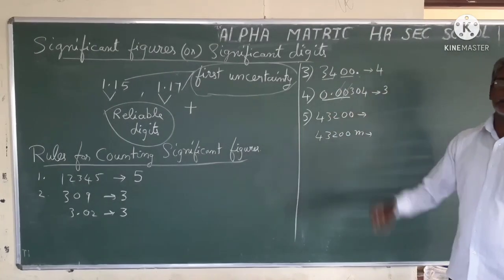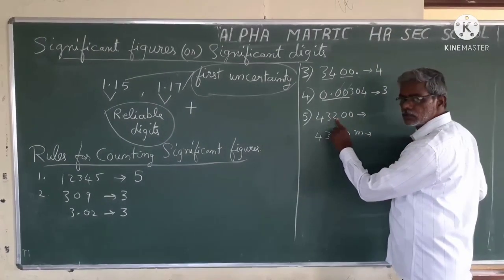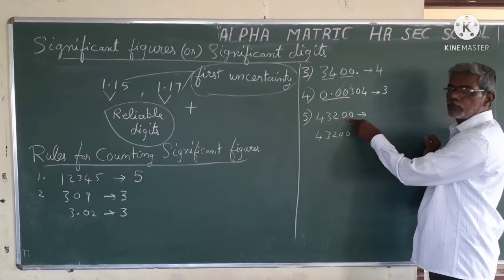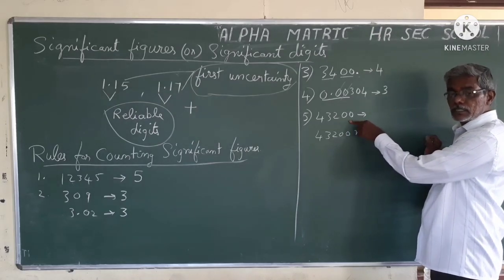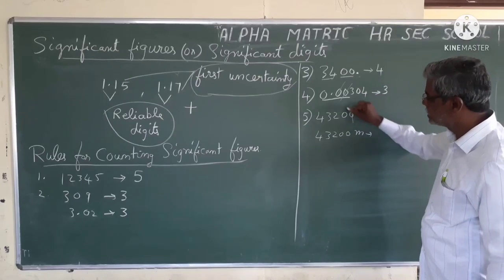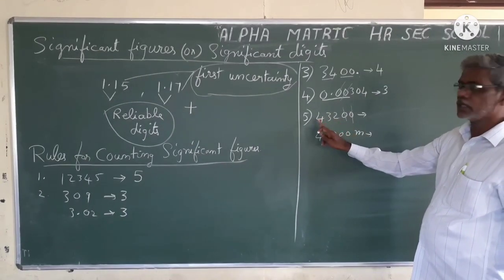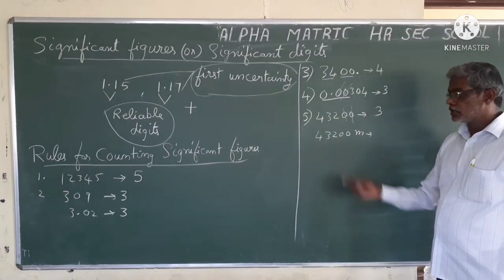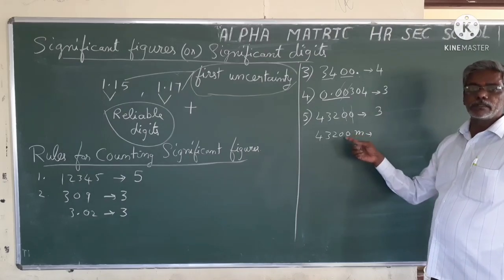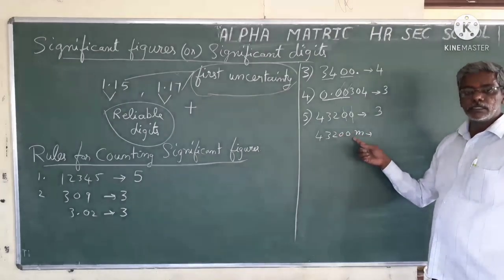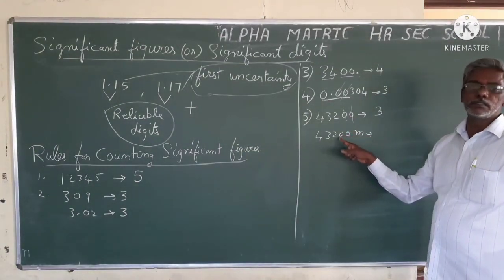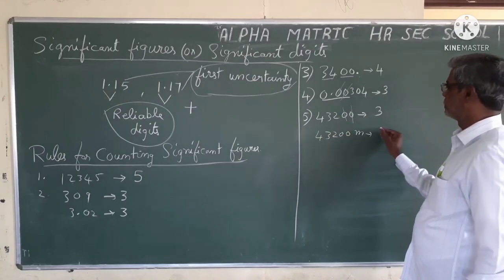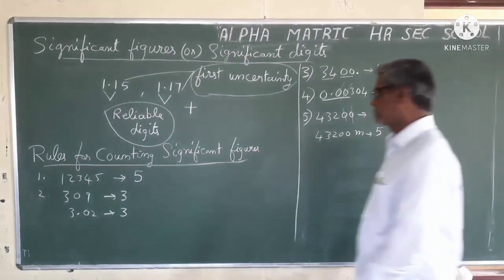Next rule. Now you see in this example, after the non-zero digits, all zeros are there. That means the terminal places are zeros. In that case, you must exclude these zeros and then count. So what will be the significant figures for this? 1, 2, 3. But if any units are written along with the numbers, then you must include that 0 also. So here what will be the significant figures? 1, 2, 3, 4, 5. Clear?